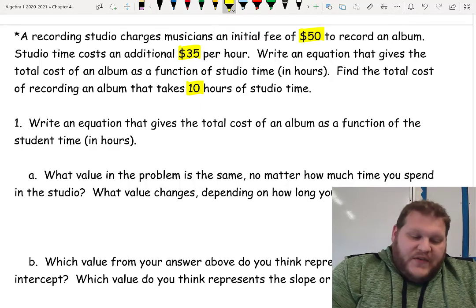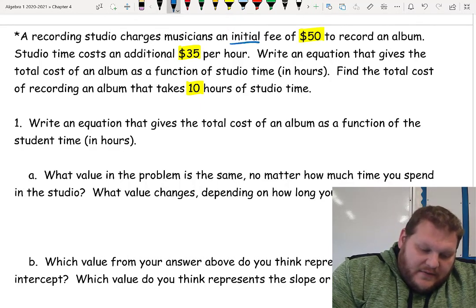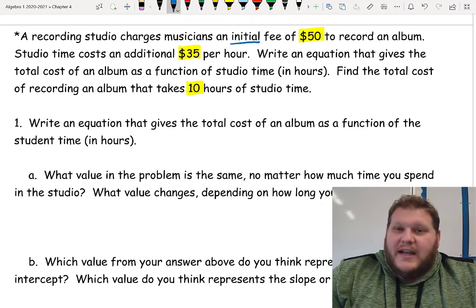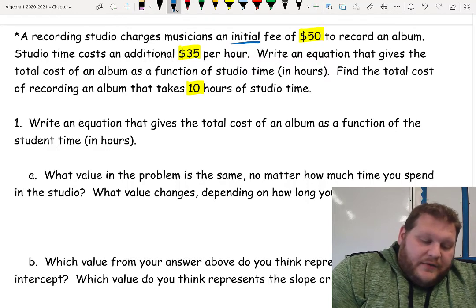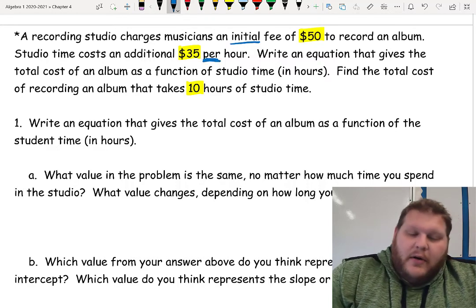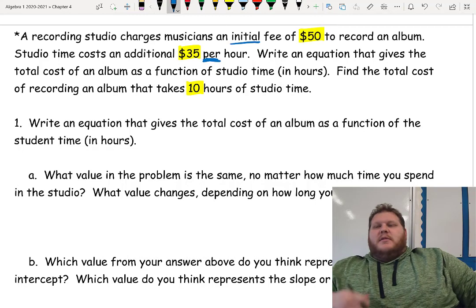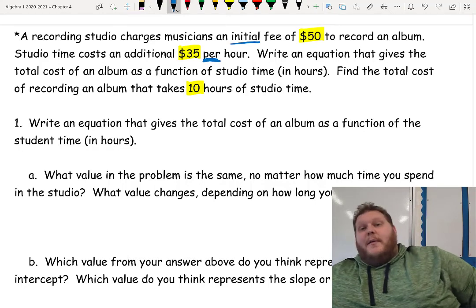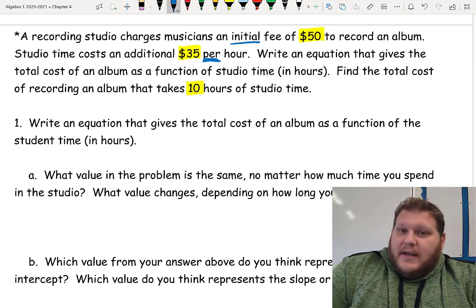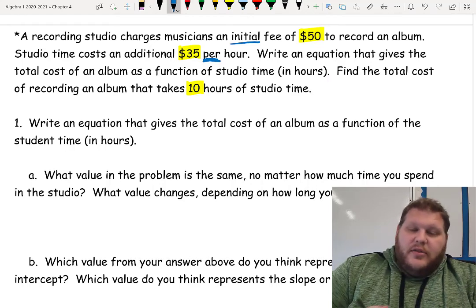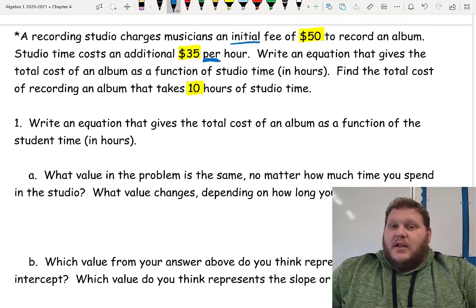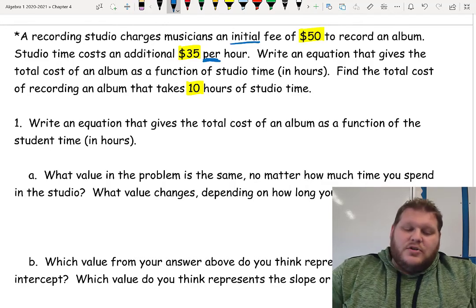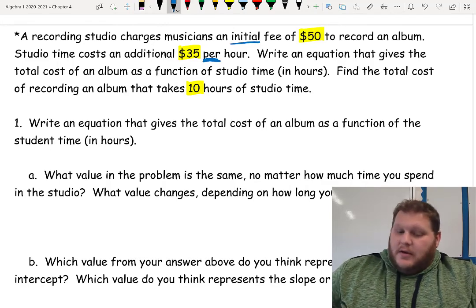$50 is the initial fee. Again, you see that little phrase there, initial, kind of hinted at you that that's going to be our b value. That's our starting value. If you see this word per, it's not a very common word in general, other than talking about a rate. Per represents a rate. So $35 per hour is the rate at which we're charged. That number 35 is going to be our slope, that's our m value. That initial fee of $50 is going to be our b value.